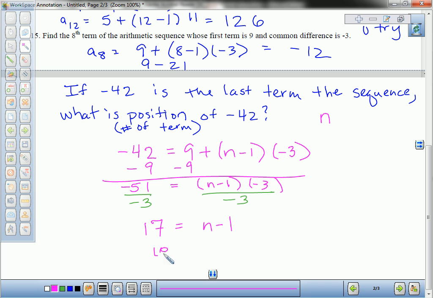And then we add 1. So what that means is negative 42 is the 18th term in the sequence. So if we wrote out a list, it would be the 18th number we would get to. So we have like 18 total. Yeah, there'd be 18 total terms. And that would be the last one. Yes, ma'am.